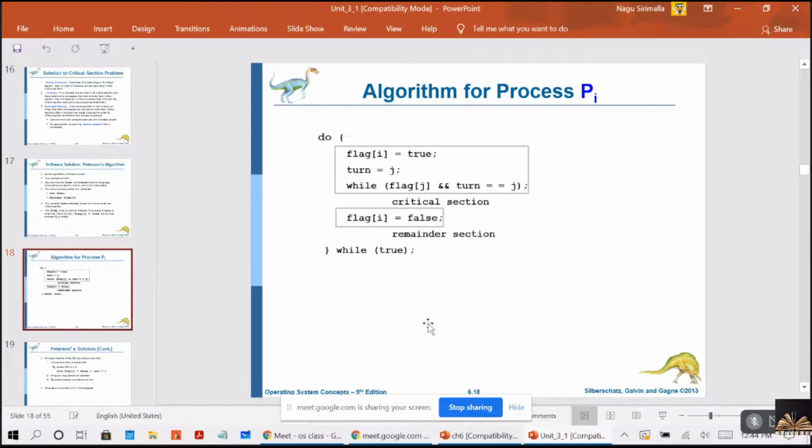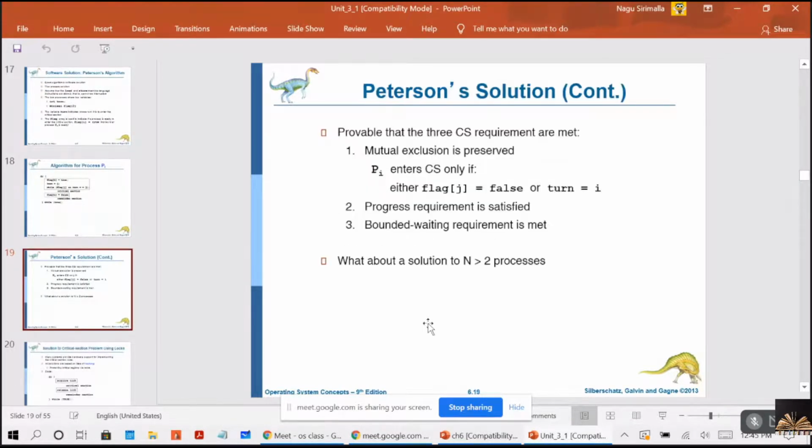Now, as I told you, the critical section solution should satisfy mutual exclusion, progress, and bounded waiting. Let's see whether they are satisfying these three or not, right? So the code which we have seen has to satisfy the following requirements: mutual exclusion, progress, and bounded waiting. Let's check for the mutual exclusion.